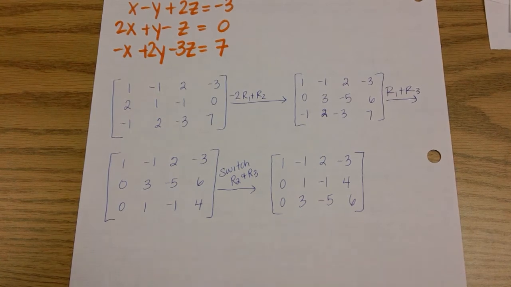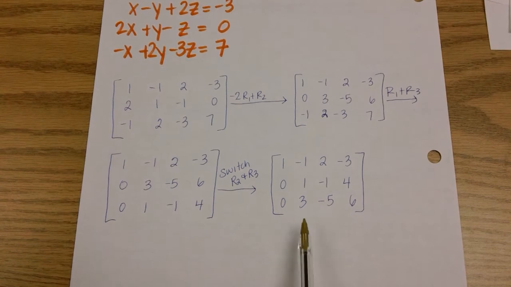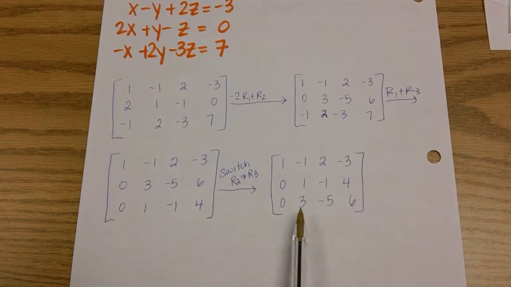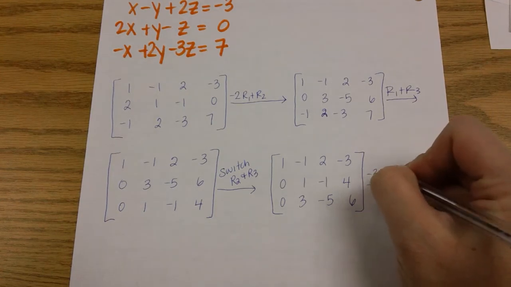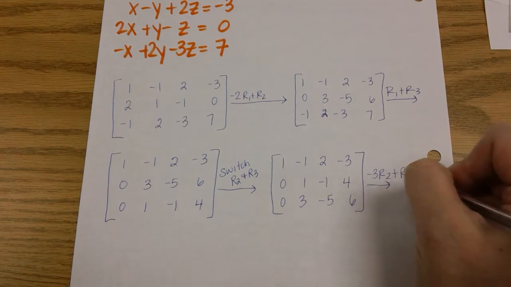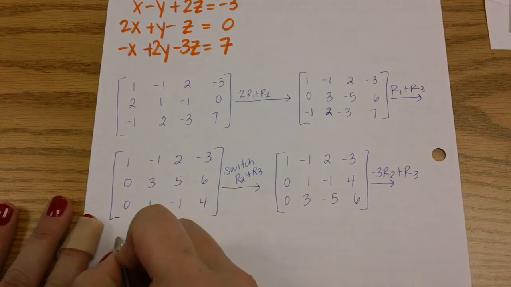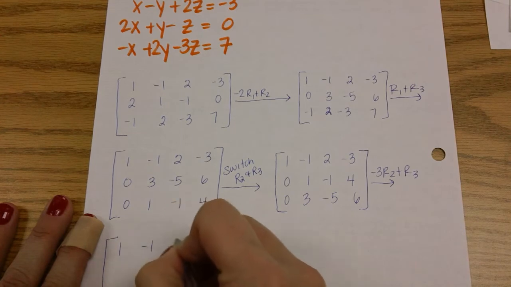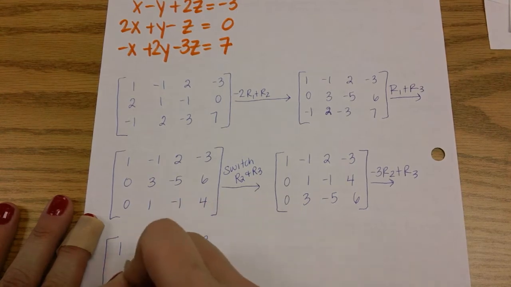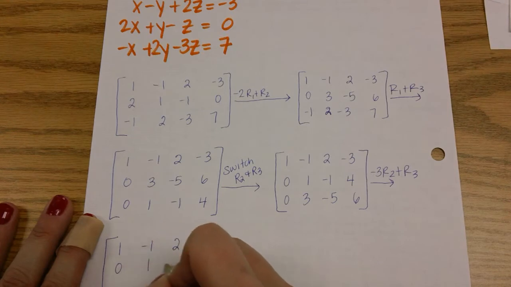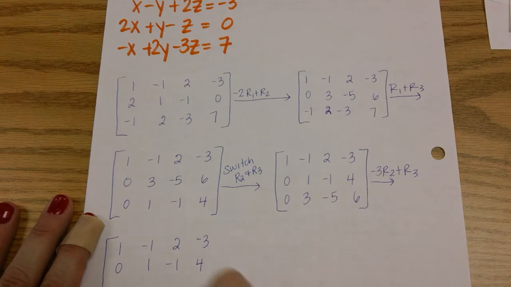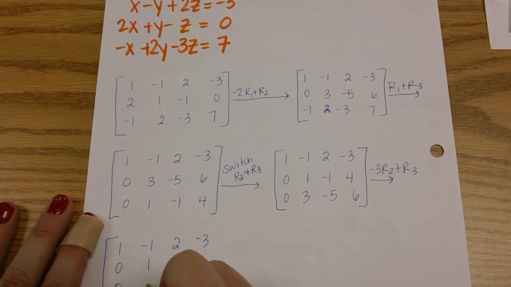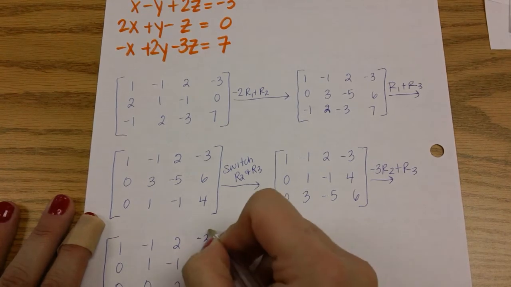So once you have switched those 2 rows, now we need to get rid of this 3 that's down here in the third row. So we're going to multiply the second row by negative 3 and add it to row 3. Okay? So when we do that, we're looking at 1, negative 1. Top row stays the same. Second row stays the same. And then our third row, we're multiplying the second row by negative 3 and adding it. So we get 0, 0, negative 2, and negative 6.